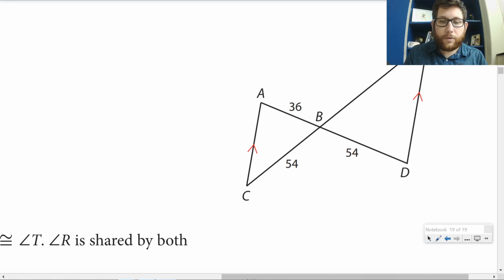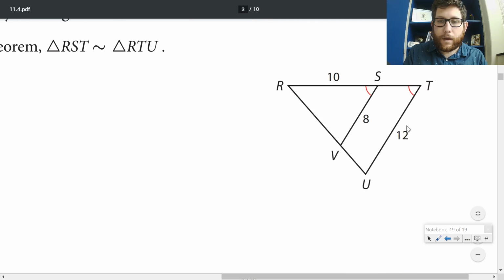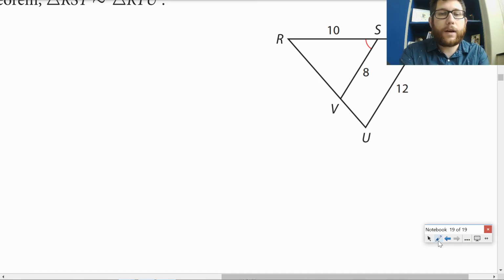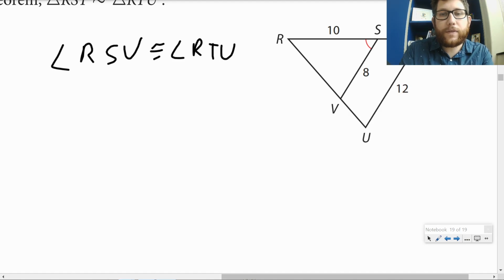Let's take a look at another one. Okay, so I've got something that looks like this. Do I know for sure that these triangles are similar? Again, we're going to look for angle. So I've got one here. I know angle R, if we were to write this out as a proof, RSV is congruent to angle RTU, or you could say STU, either one's fine, and that's given to us, right? Now, is there another angle I know is congruent for both triangles?